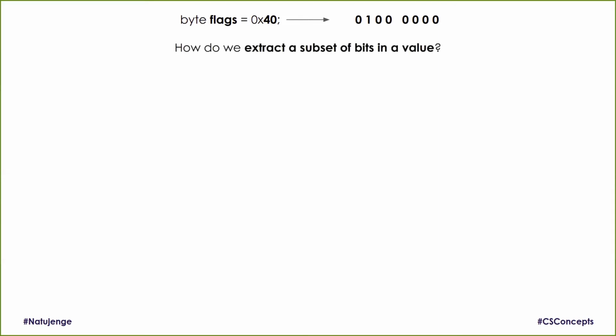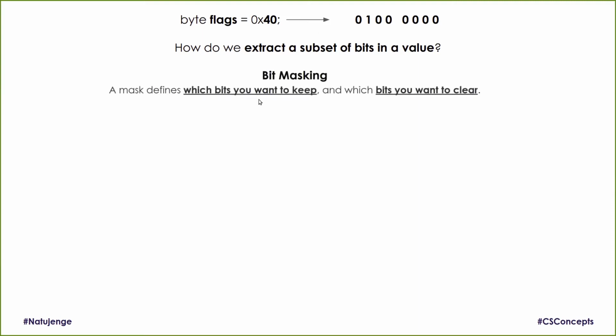Now, how do you extract a subset of bits in a value? For example, we want to know whether the first bit is 1 or 0. Of course, with our naked eyes we can see this, but how do you do this using a program? This is where bit masking comes into play. A mask defines which bits you want to keep and which ones you want to clear or ignore.